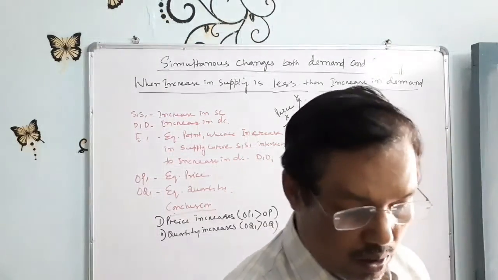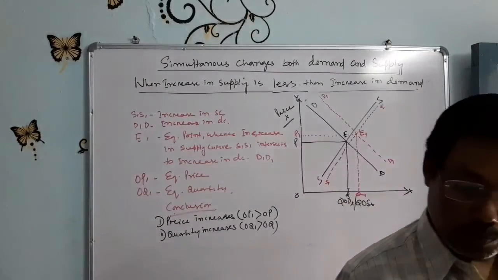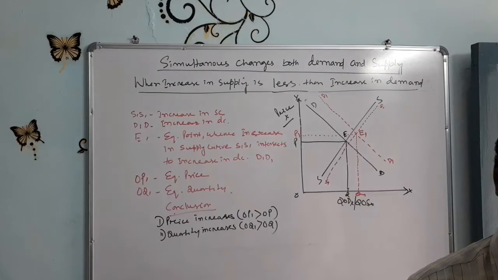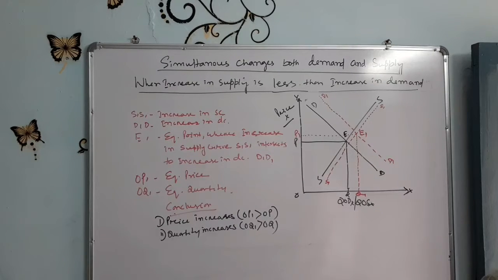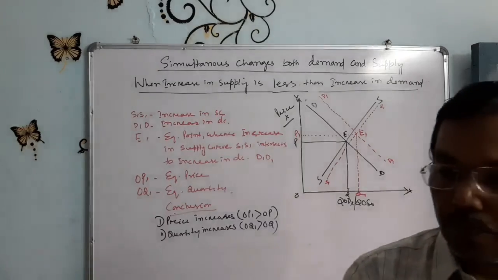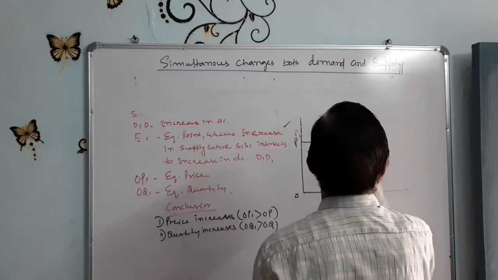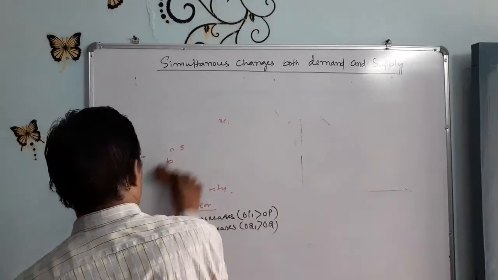Next, we'll start when the decrease in demand is more than the decrease in supply. When the decrease in demand is equal to the decrease in supply, it is all done. When demand decreases equal to supply increases, then what will be the effects? Now next, all these things we have already discussed.